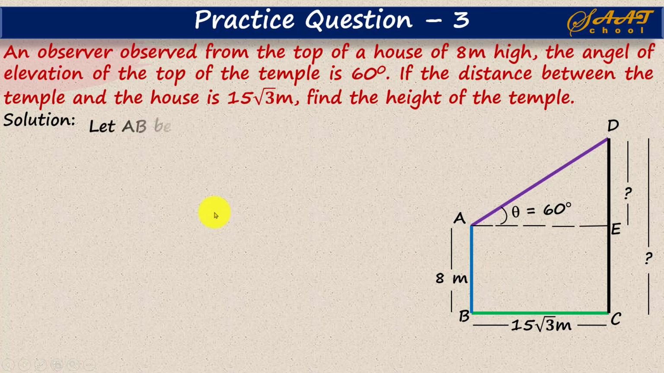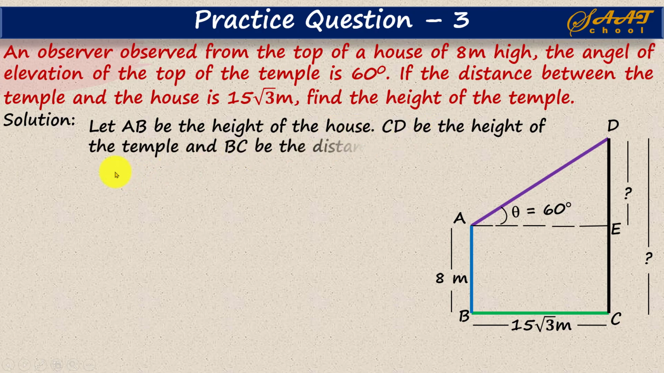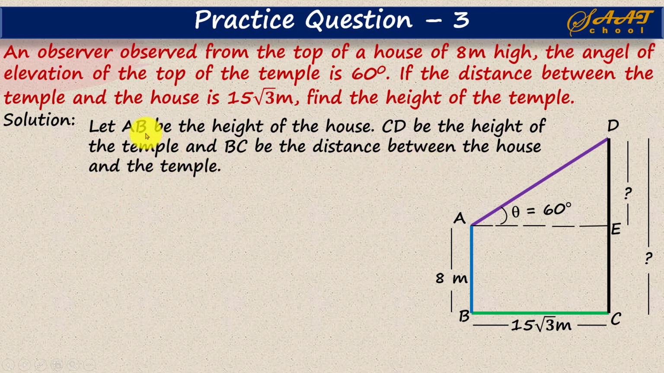So here let AB be the height of the house, CD be the height of the temple, and BC be the distance between the house and the temple. Again, AB is the height of the house, which is this one. CD is the height of the temple, which is this one. BC is the distance between the house and temple. So here we have to draw AE parallel to BC, meaning this AE is drawn parallel to BC. So this is what we did.